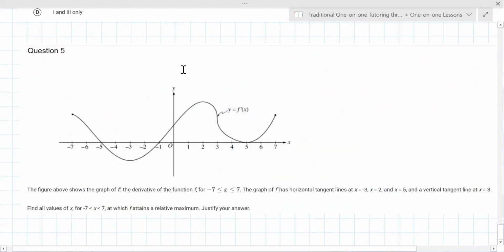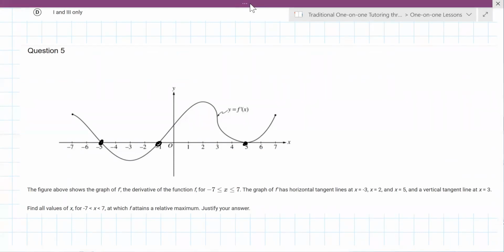Okay, the figure above shows the graph of the derivatives. That's very important. This is the derivative. It's not the original, it's the derivative. So you've got to think, what happens when I'm given a derivative? You do care about zeros. That is important. That refers back to the original function.